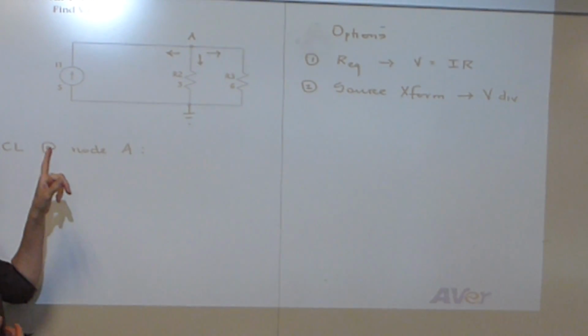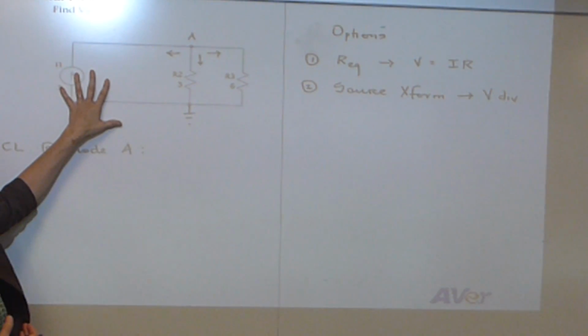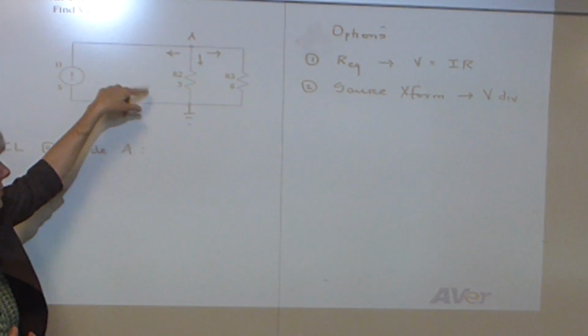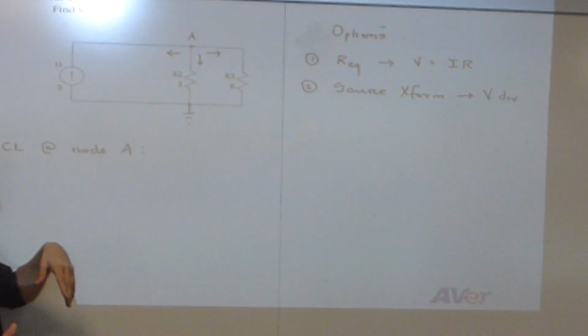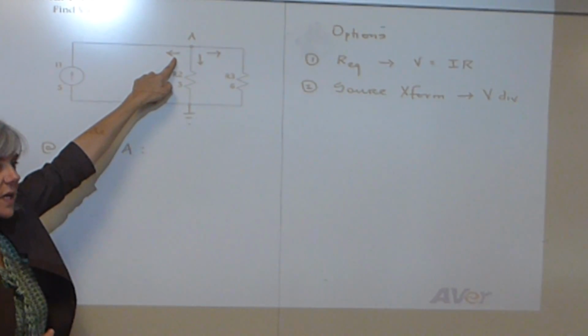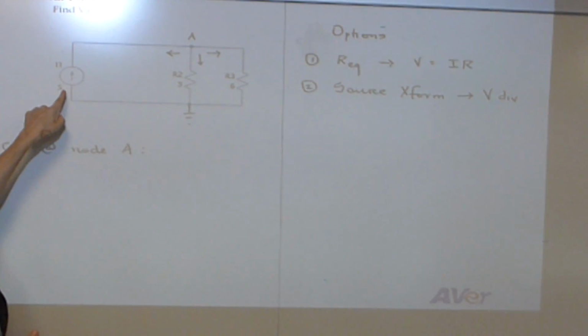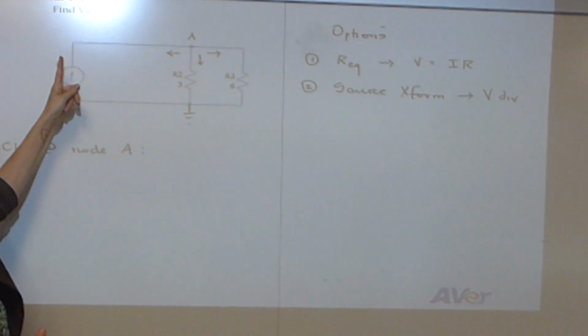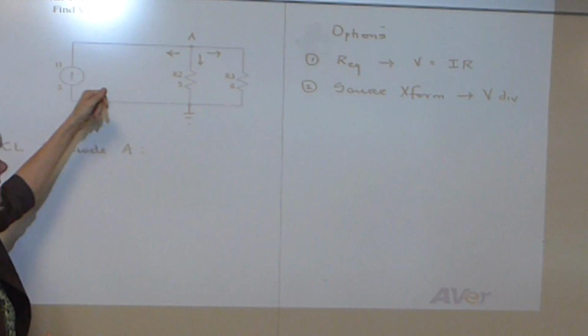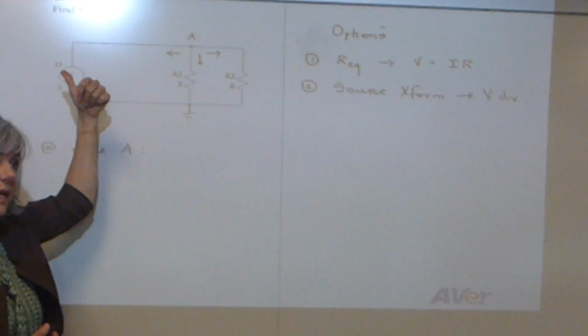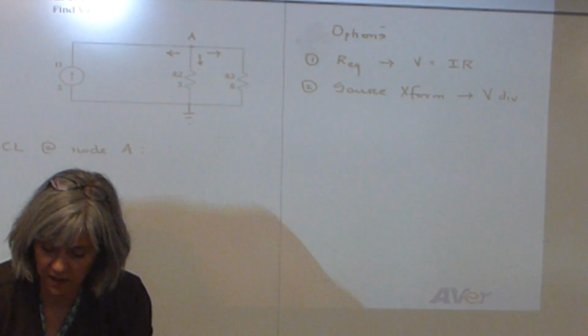I have a tendency, that's just me, to always start on the left-hand side and move around towards the right. So this first current here, what is that current? It's a source. This is 5 amps going this way. So what number do I write down? Negative 5, because I'm looking at it going the other way. So I'm going to start with negative 5.